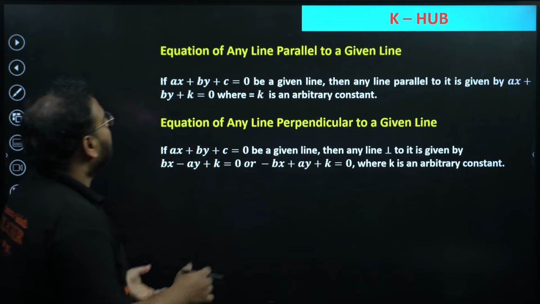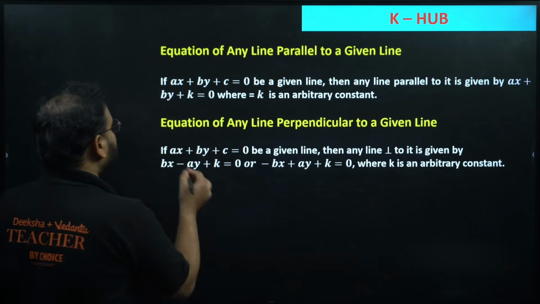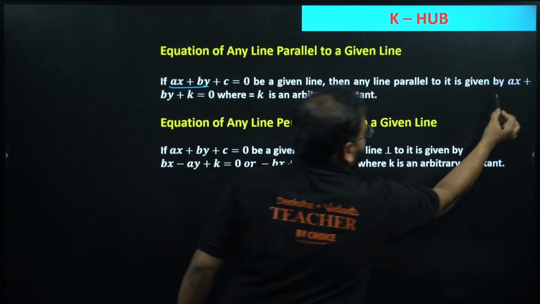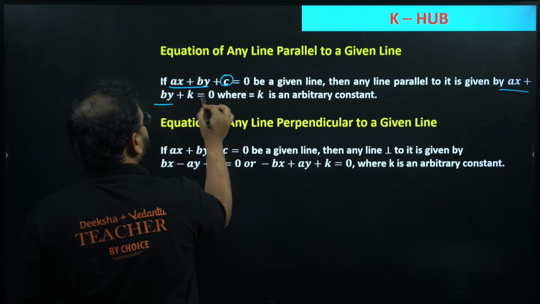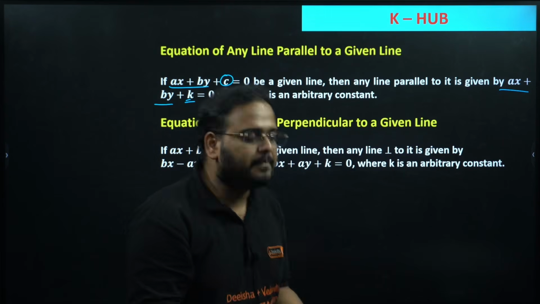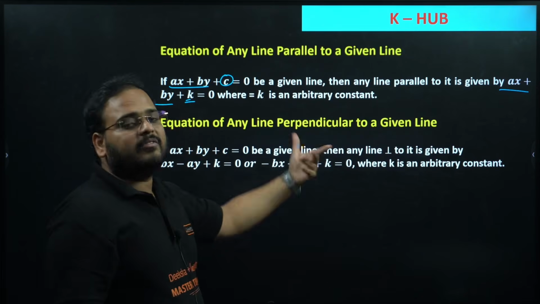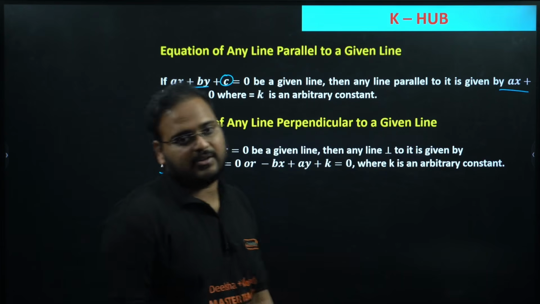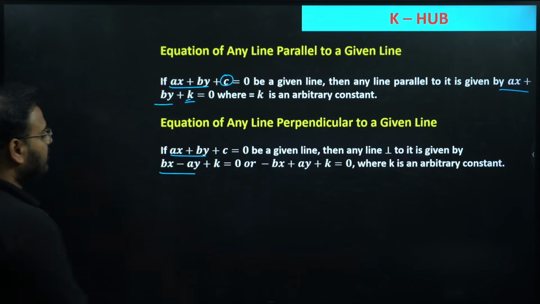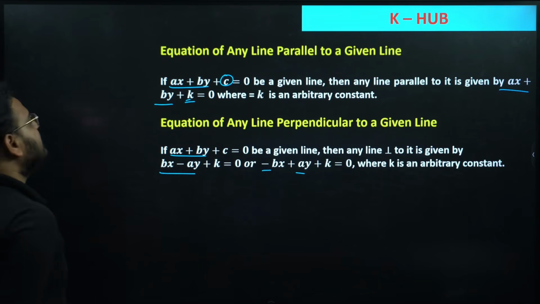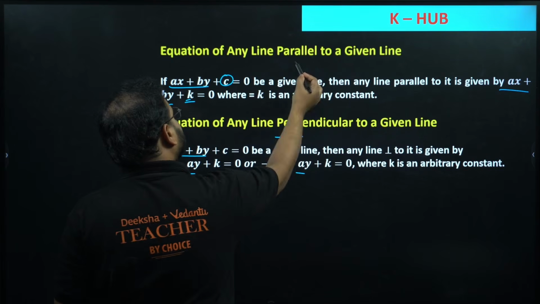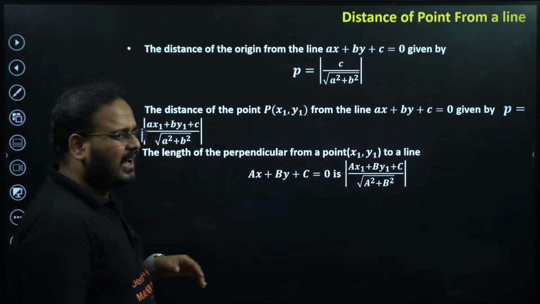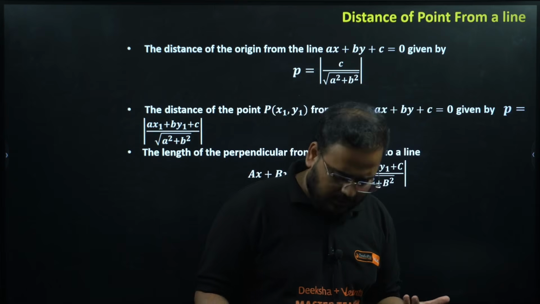Now in the knowledge hub, the equation of any line parallel to a given line will have the same coefficients. This is ax plus by; this will also be ax plus by. Just the constant c will change to k because it is a parallel line, not the same line. The equation of a perpendicular line will have the coefficients reversed with a sign change. We have ax plus by; over here we'll have bx minus ay, or minus bx plus ay. This is the case for perpendicular. This is the case for parallel: the coefficients remain the same, only the constant changes. I'm going faster, but it doesn't have to be, because it is actually a simple session. That's why it looks faster.